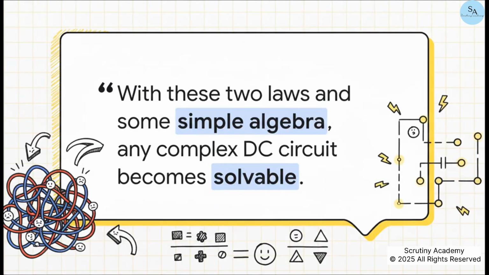So, here's the really crucial takeaway. By just systematically applying these 2 laws, you can turn a confusing tangle of wires into a straightforward algebra problem that you can solve. It's an incredibly powerful method that works every single time.